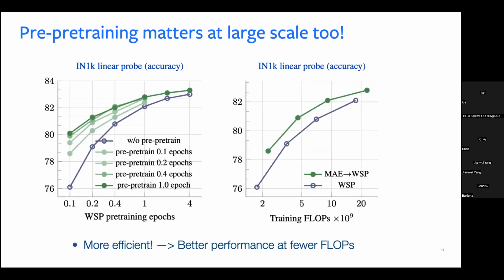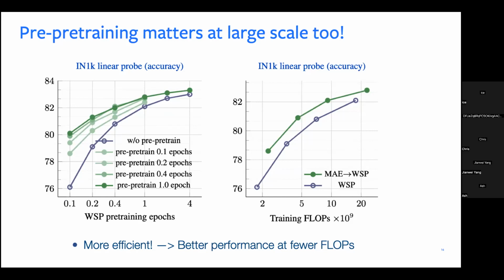The second thing we find is that it's a lot more efficient to do this. On the left-hand side, we're varying the number of pre-training epochs. The blue curve is the standard weakly supervised training, which does not use any pre-training. As the different green curves show, adding even very little pre-training helps improve the model's performance. You start with pre-training for just 0.1 epochs, and that immediately gives you a big performance boost for the smaller models.